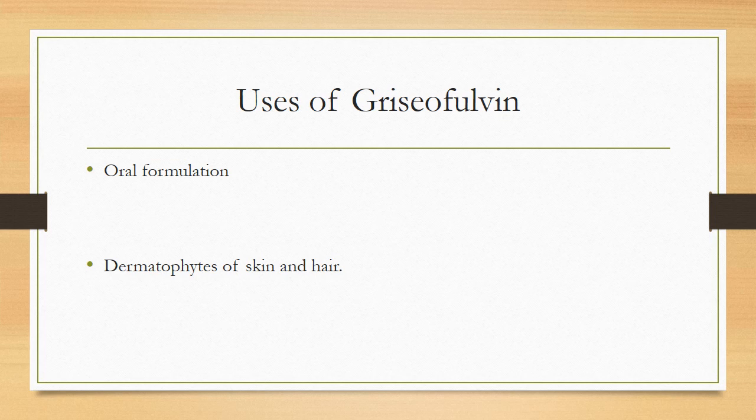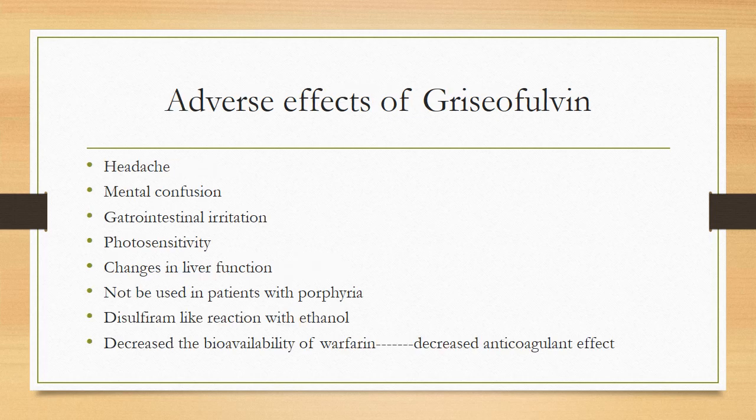Uses of griseofulvin. Oral formulation, for dermatophytes of skin and hair. Adverse effects of griseofulvin are headache, mental confusion, GIT irritation, photosensitivity, changes in LFTs; not to be used in patients with porphyria; disulfiram-like reaction with ethanol; it decreases the bioavailability of drugs like warfarin, decreasing its anticoagulant effect.